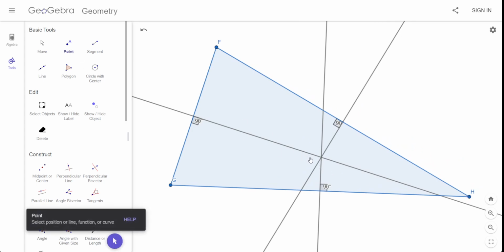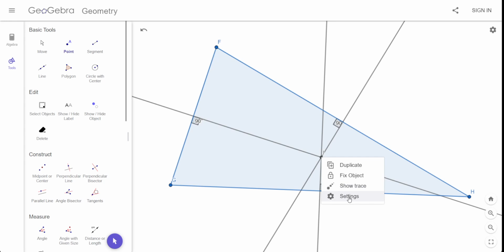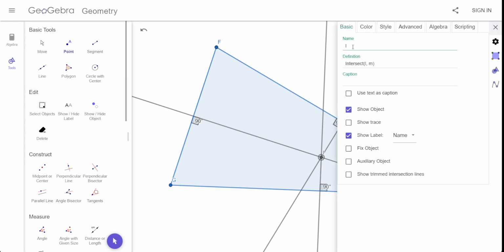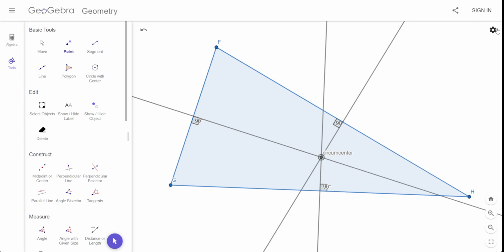Guess what we're going to call this point? What's the title of this lesson? The Circumcenter. So I'm just going to change the name of it. Circumcenter. There we go. All right, so that point right there is the what? It's the circumcenter. Just put it about right there.